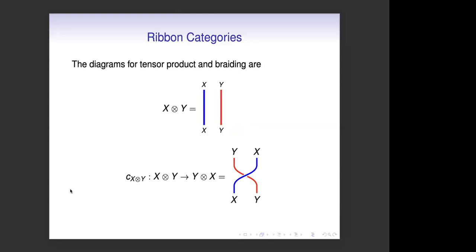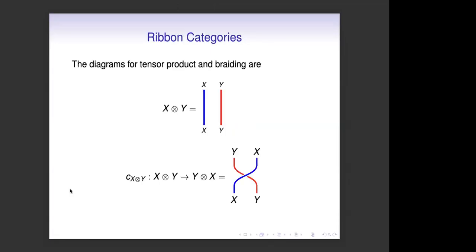Tensor product is just two strands next to each other, and the first important thing is that the braiding morphism that goes from x times y to y times x is where the strands cross each other, but you have here the overcrossing of the left over the right one, which indicates the braiding. The inverse braiding would be the undercrossing.